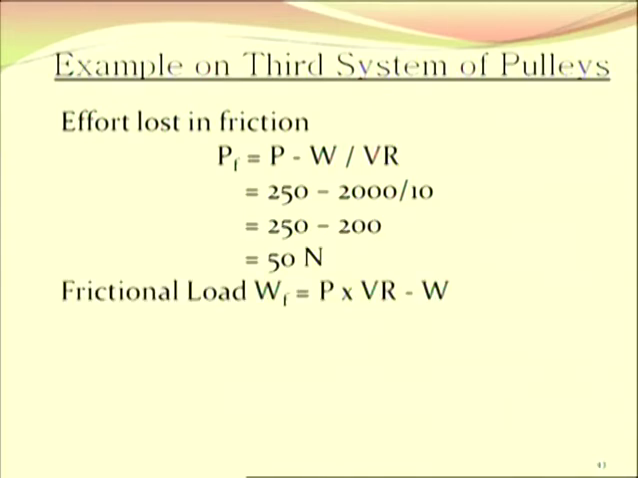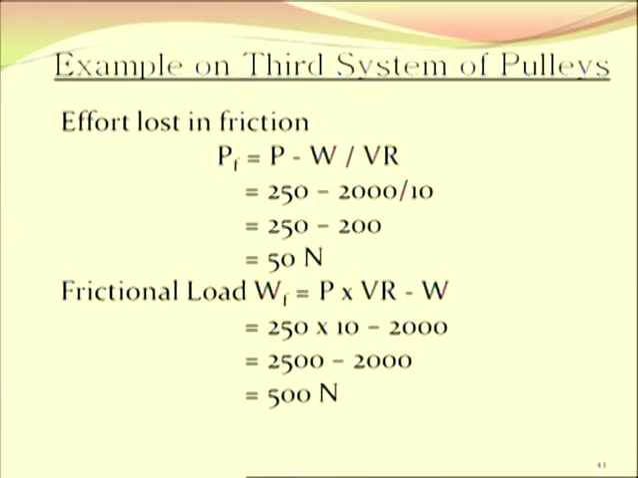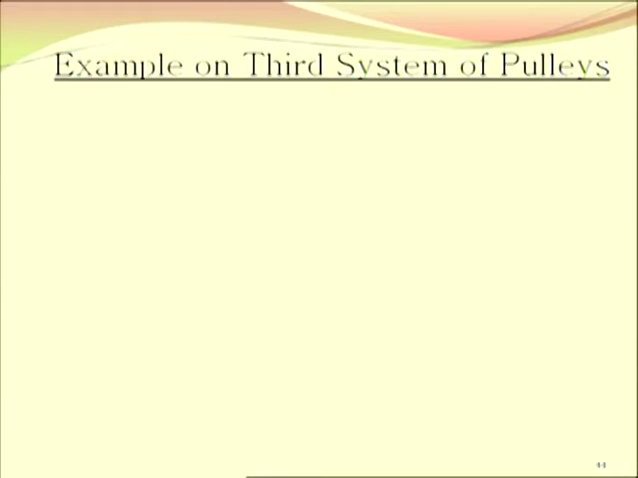Frictional load, WF, is equal to P into VR minus W. So putting the values of P, VR and W, we can say 250 into 10 minus 2000. So 2500 minus 2000. So ultimately it results as 500 Newton. So here in this example we have also obtained the effort lost in friction as well as the load lost in friction.